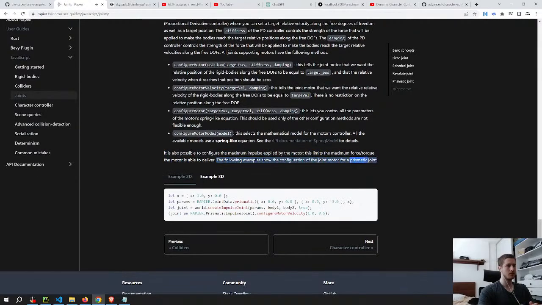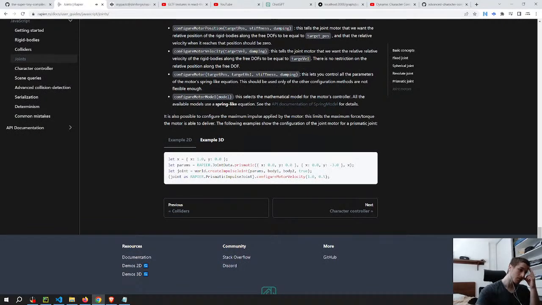The following examples show the configuration of the joint motor for a prismatic joint. Example 2D. Let x equals vector 1.0, 0.0. Let params equals RAPIER.JointData.prismatic.